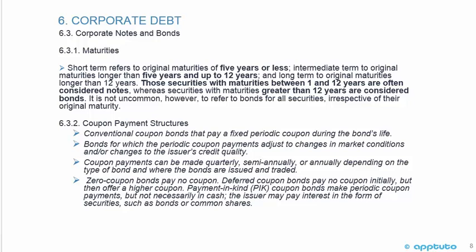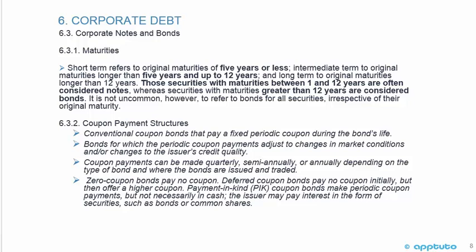Now that's important, I put that in bold because sometimes we would think that intermediate is 5 to 10, but in this case, the official definition is 5 to 12. So those securities with maturities between 1 year and 12 years are often considered notes, whereas securities with maturities greater than 12 years are considered bonds. It is not uncommon, however, to refer to bonds for all securities irrespective of the original maturity. That's true. So, we're going to say it's a 5-year bond, a 7-year bond, an 8-year bond, but that's just a little bit of nitty-gritty on the terminologies.